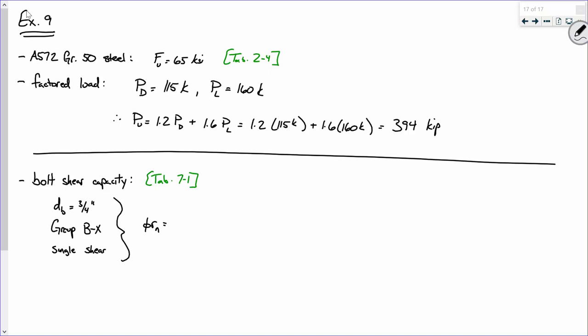It has been referred to as the Steel Bible by many a student. What is phi r n? You tell me. 27.8. Do I have a second on that?